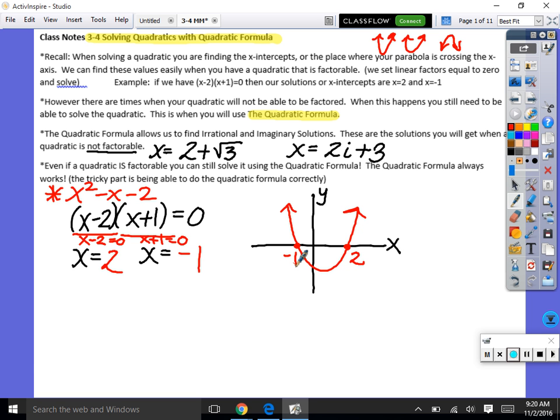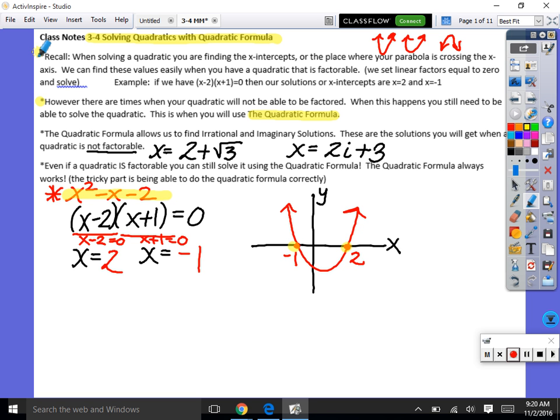So what I'm trying to make you understand is that when you solve a quadratic, once again, you're finding the x-intercepts. Does that make sense, everybody? Okay. So now understand, though, this quadratic was factorable. So look at the next bulletin point on there.